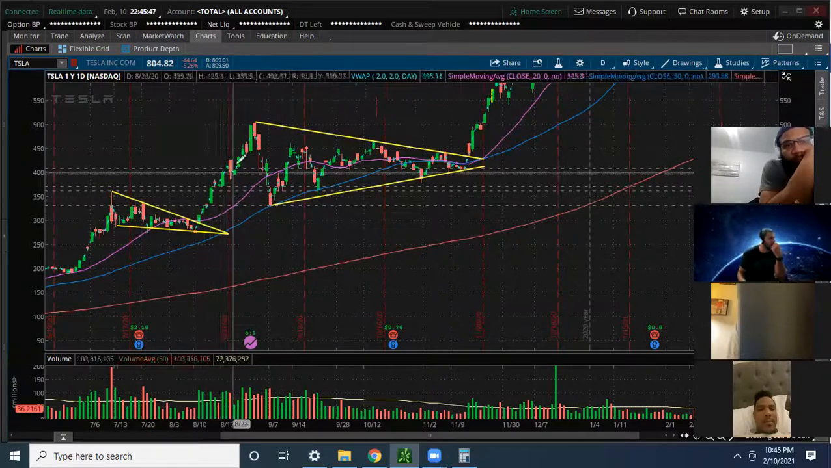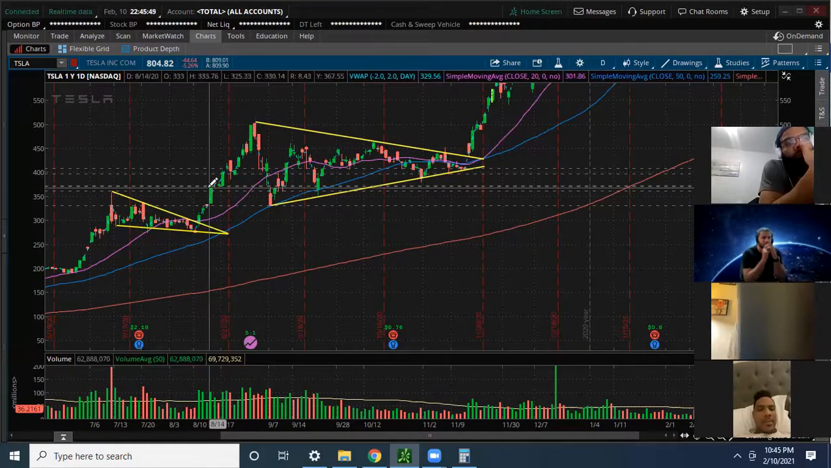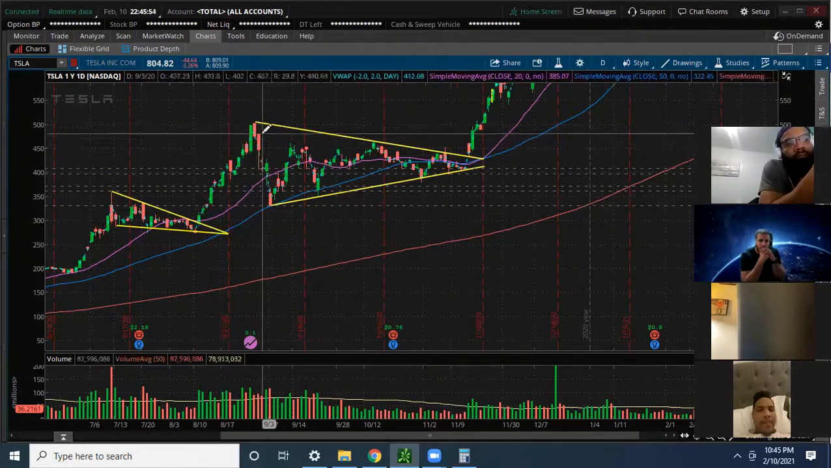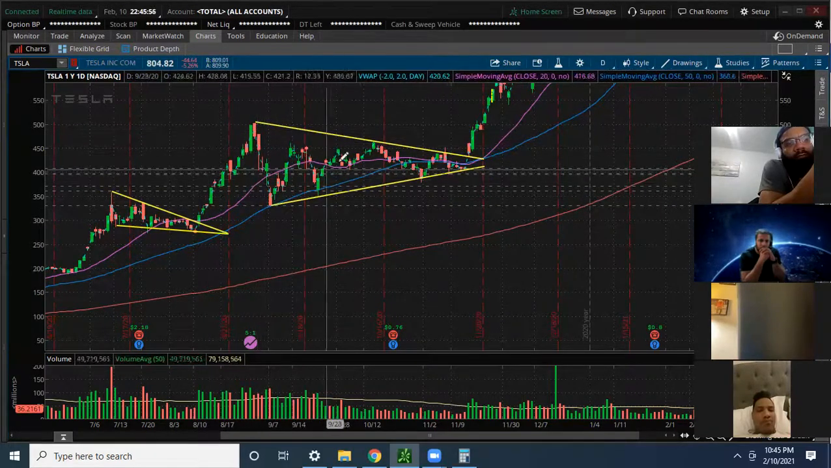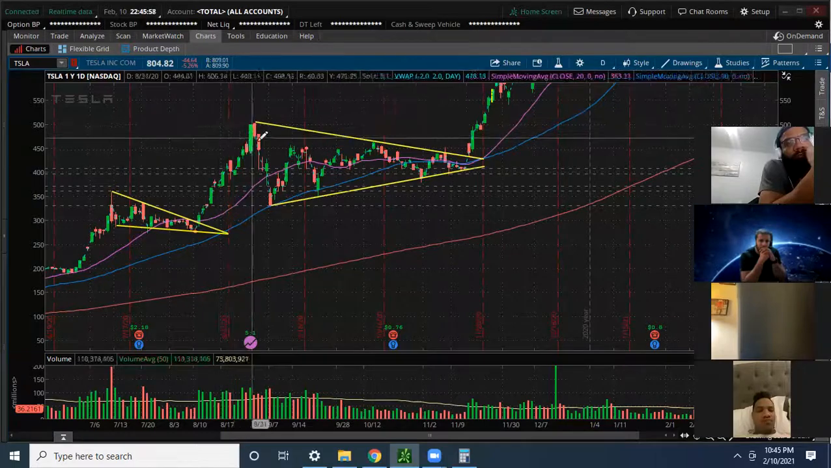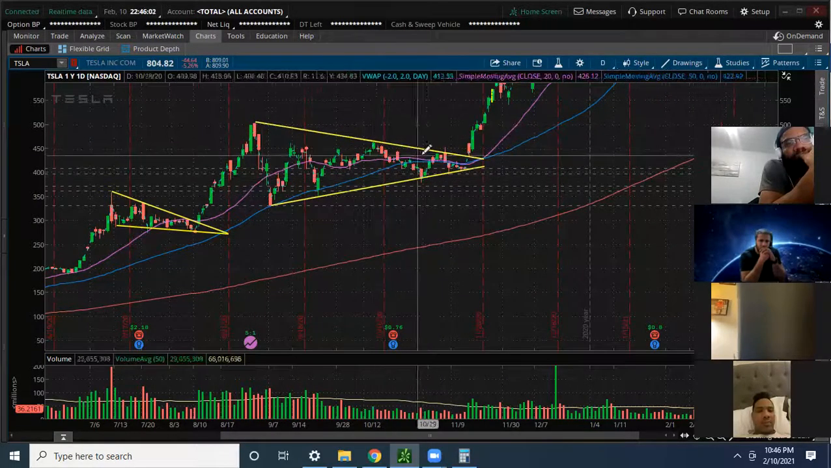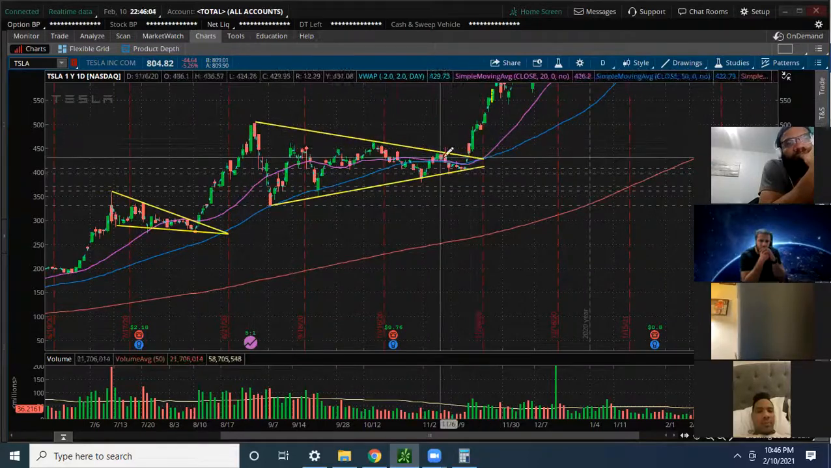this is called a bull flag. So there's 3 parts to a bull flag. There's an impulse, there's consolidation, and what consolidation is when the trading range goes from wide to narrow. That's why you get that triangle.